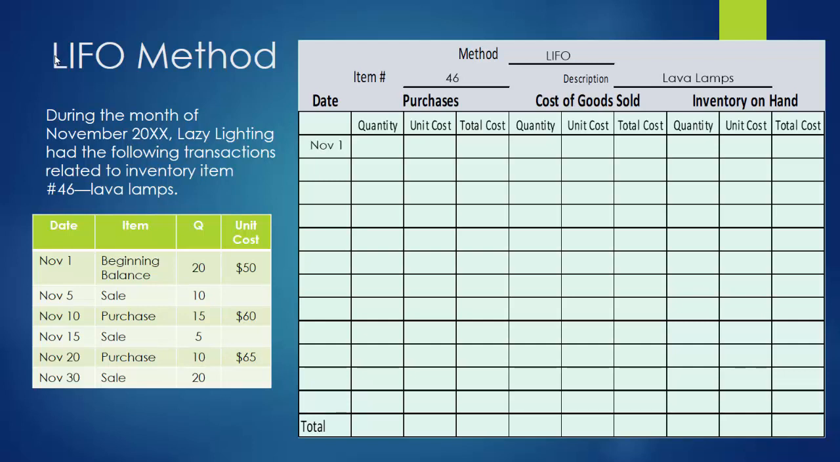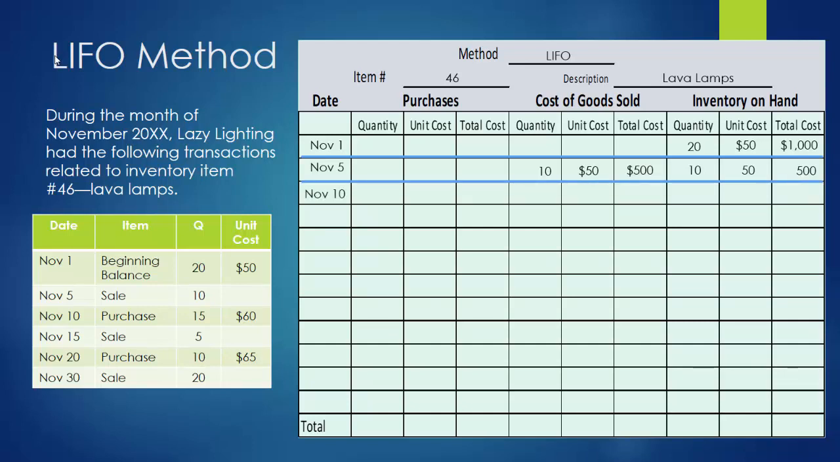On November 1st, let's put our beginning balance of inventory for lava lamps on our books by filling in our inventory on hand section. With our beginning balance, we have 20 $50 lava lamps with a total cost of $1,000. On November 5th, we are selling 10 of these. And we're assuming that we're selling the last purchased ones. Well, we only have one type, so our cost basis for these ones that we're selling has to be $50, which means the total cost of goods sold we're going to record on the sale is $500. We had 20, we sold 10. We're down to 10 units left in inventory. They all have a unit cost of $50, which means their cost basis is $500.